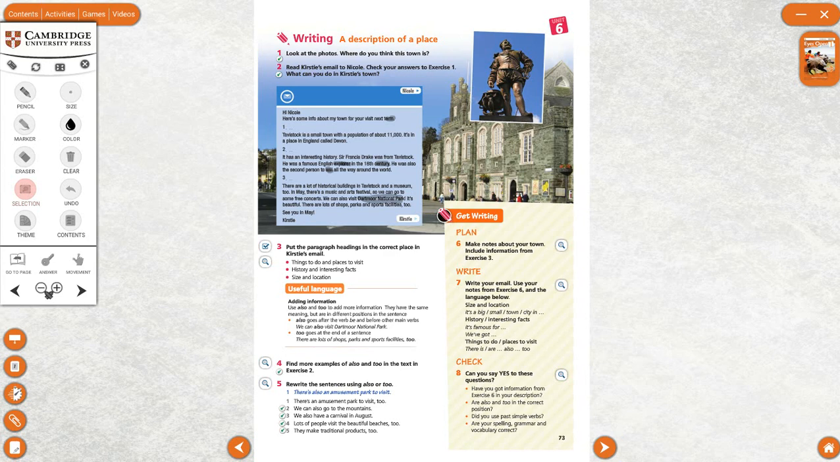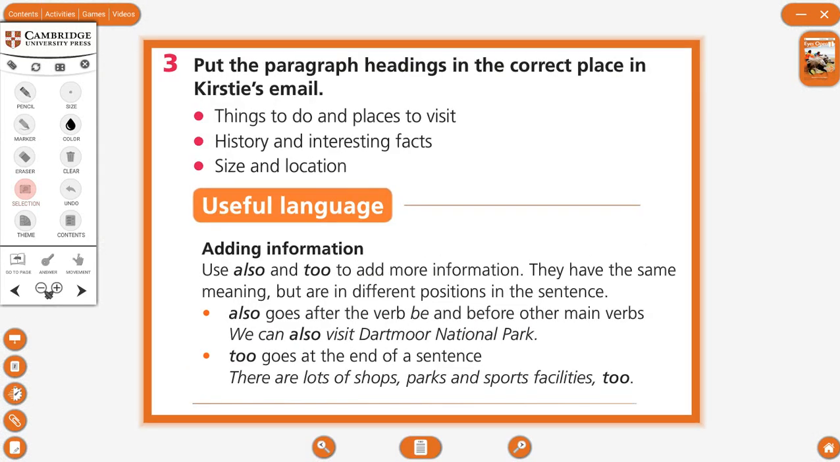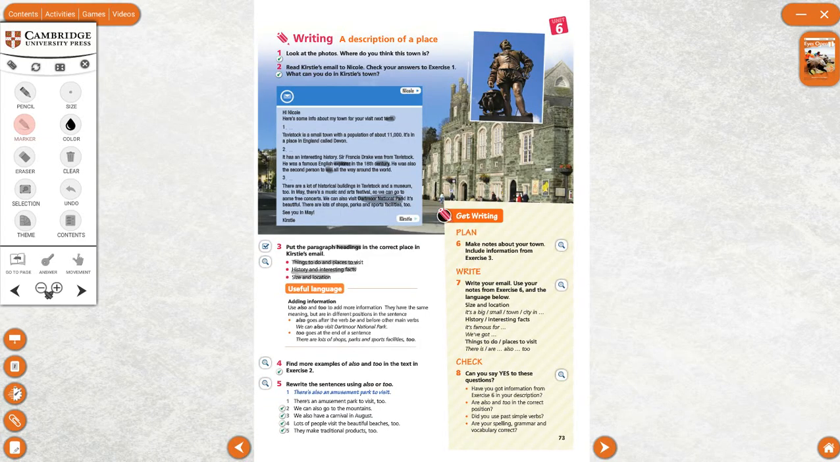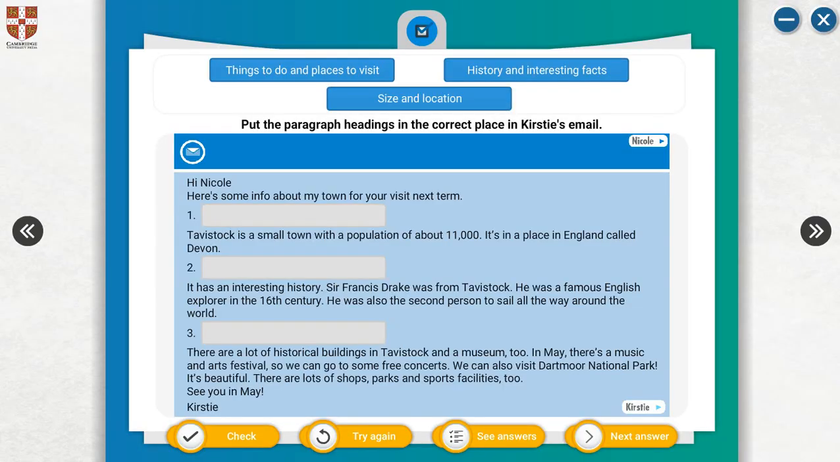Look at exercise 3, please. Put the paragraph headings. Headings means başlık here. Put the paragraph headings in the correct place in Christie's email. You will put these 3 headings in the correct place in Christie's email. For example, things to do, places to visit. Which one of them? Number 3, because she talked about the places to visit in her town.